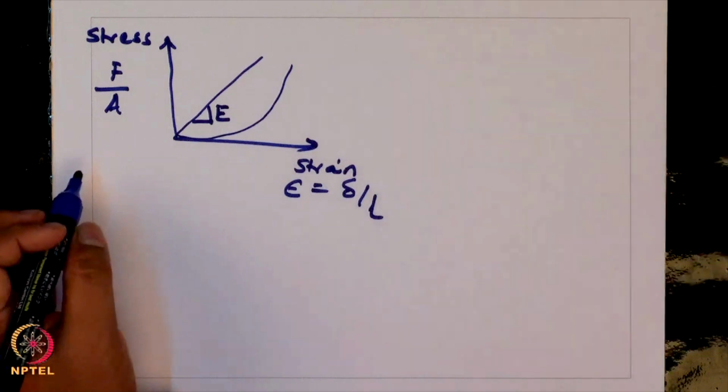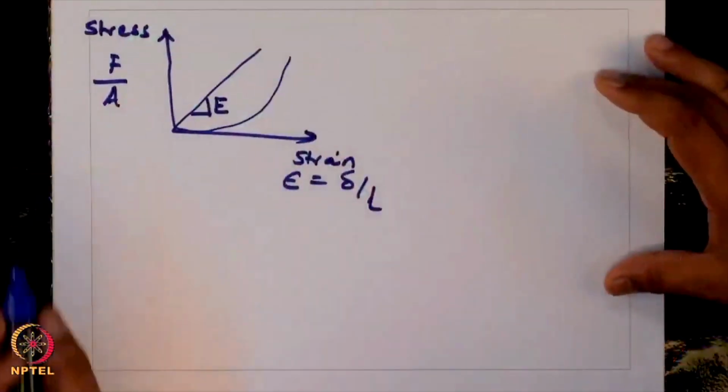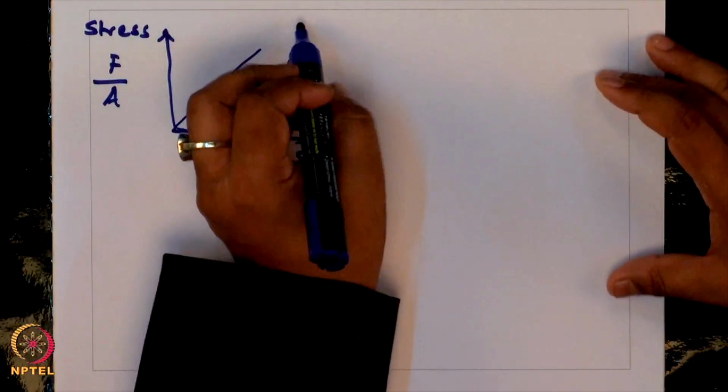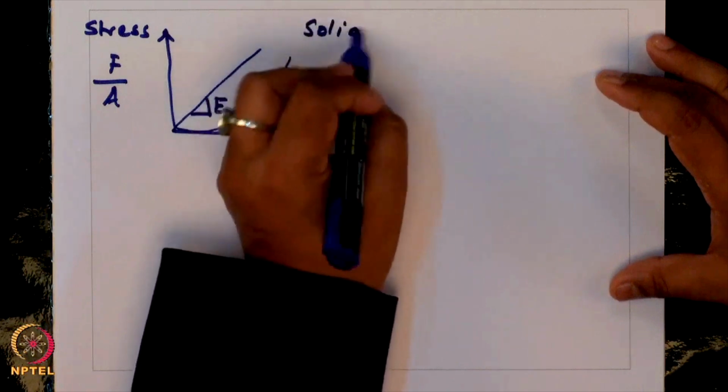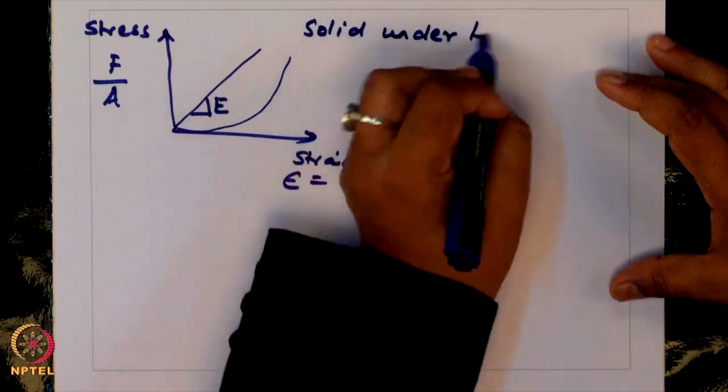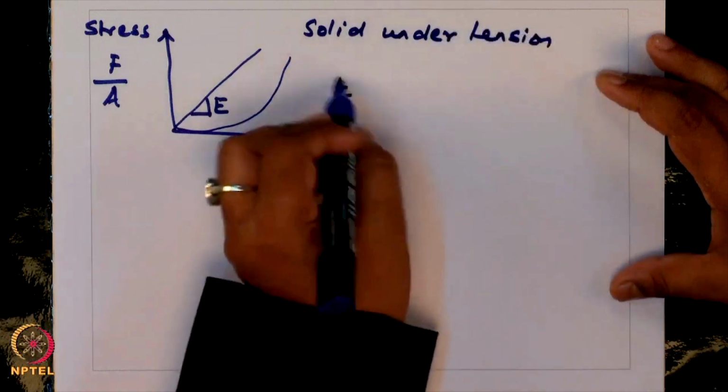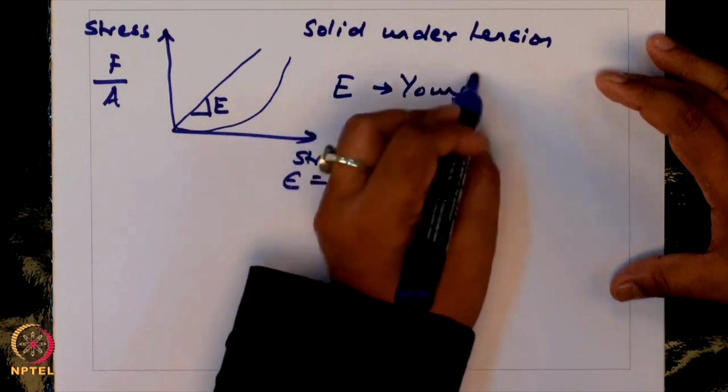In comparison to a solid which regains its original configuration instantaneously after the force is removed, in case of a liquid, when you exert any force it continues to flow, and after you have removed the force it does not go back to its original configuration. The way I have drawn it here is for a solid under tension or compression. E corresponds to the Young's modulus of elasticity.